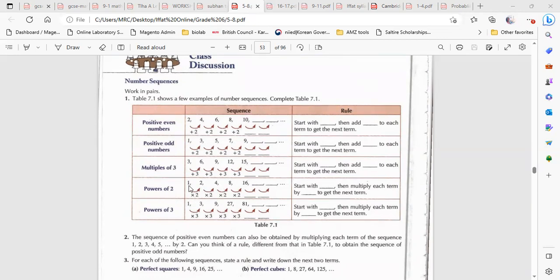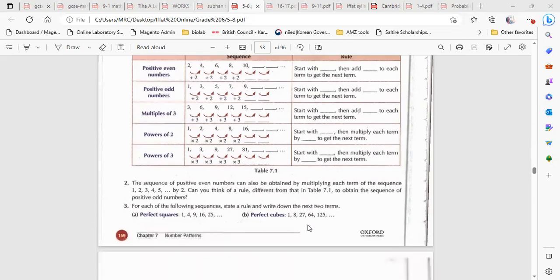Powers of 2. 1, 2, 4, 8, 16. Right? So 1 2s are 2, 2 2s are 4, 4 2s are 8, 8 2s are 16 and so on. So start with 1, then multiply each term by 2 to get the next term. Powers of 3. It is 1, 3, 9, 27, 81. Right? So 1 3s are 3, 3 3s are 9, 9 3s are 27 and so on. Start with 1, then multiply each term by 3 to get the next term.